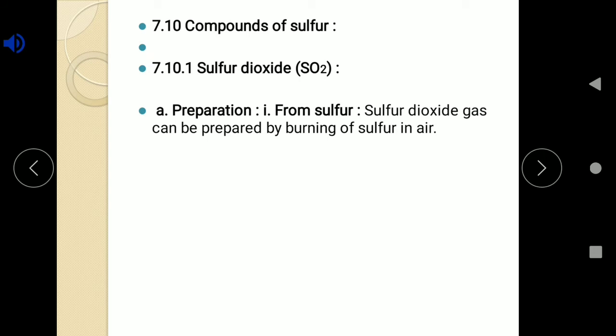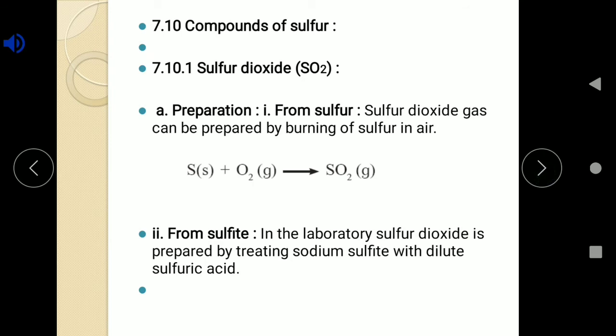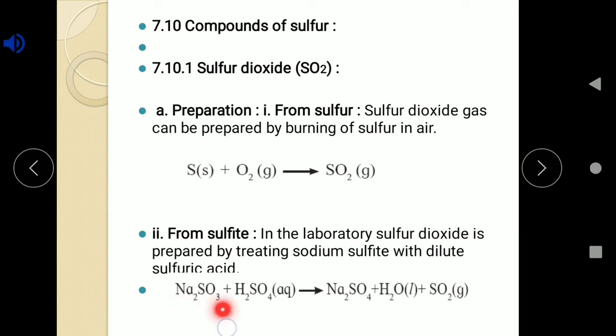Methods of preparation of sulfur dioxide. It is prepared from sulfur by burning of sulfur in air. Burning means reaction with oxygen. Sulfur on reaction with oxygen gives sulfur dioxide. Secondly, from sulfite. Sodium sulfite can be converted into sodium sulfate and sulfur dioxide by treatment with sulfuric acid. Thus, Na2SO3 on reaction with H2SO4 gives Na2SO4, sodium sulfate, water, and sulfur dioxide.